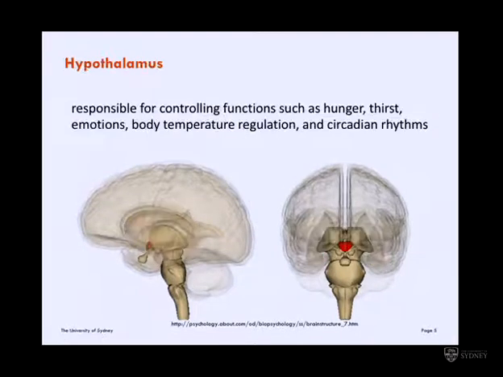The hypothalamus is another structure. I think we'll go into a little bit of detail about the nuclei in the hypothalamus. It is responsible for controlling numerous functions, including the regulation of body temperature, satiety centers for hunger, thirst, etc., regulates circadian rhythms, and plays somewhat of a role in emotional behaviors as well.